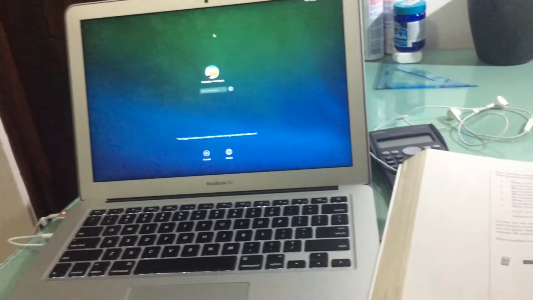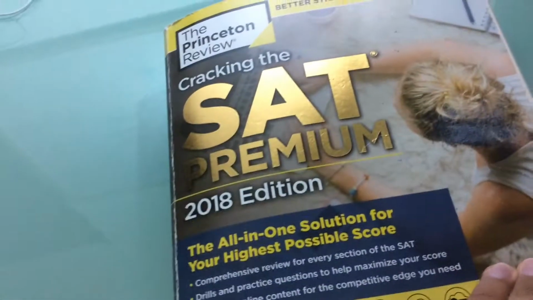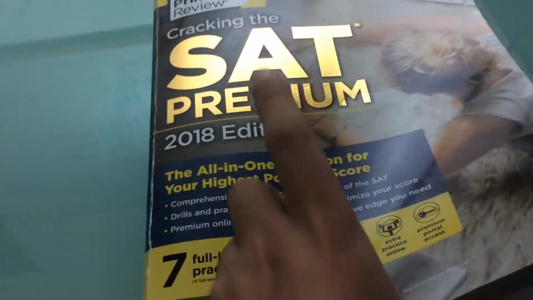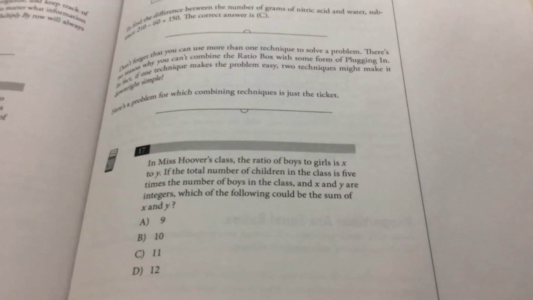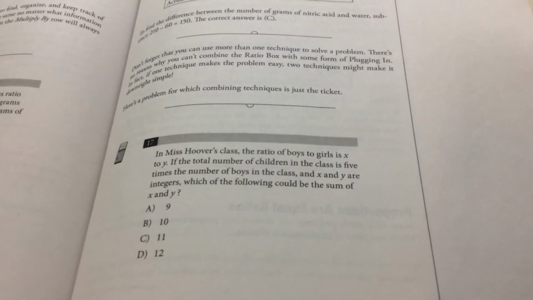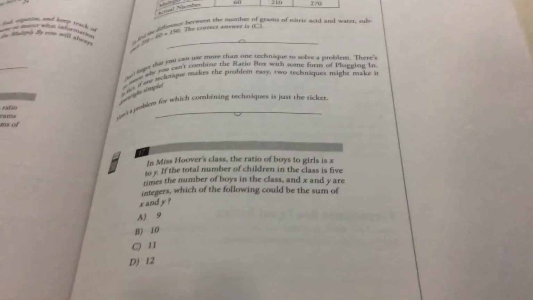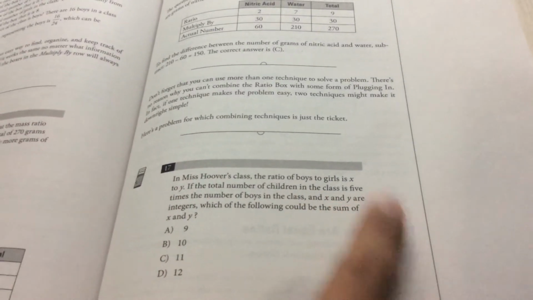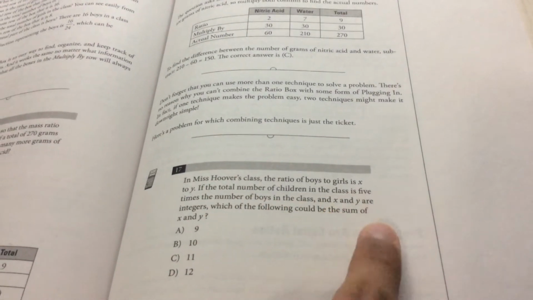Now, guys, let's look at a problem from the Princeton Review 2018 edition. Yes, it is the 2018 edition. Let me open my book. In Miss Hoover's class, the ratio of boys to girls is x to y. If the total number of children in the class is 5 times the number of boys in the class, and x and y are integers, which of the following could be the sum of x and y? Let's look at the process.